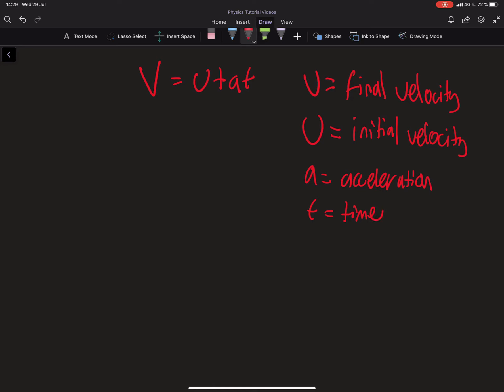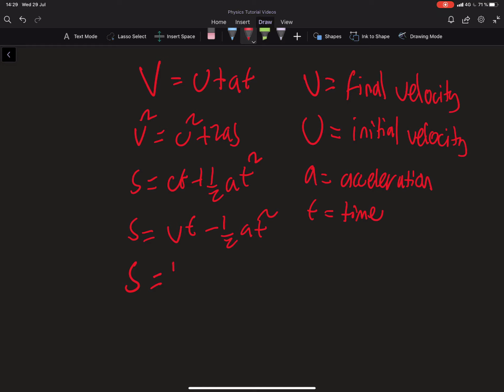Furthermore, we also have V squared is equal to U squared plus 2AS. We have S is equal to UT plus 1/2 AT. And we have S is equal to VT minus 1/2 AT squared. I just noticed I made a mistake in the third equation. It should be S is equal to UT plus 1/2 AT squared. That is my bad. And the last equation that we're going to be using is S is equal to 1/2 (U plus V) times T. And the variable S for all of these equations is equal to the displacement.